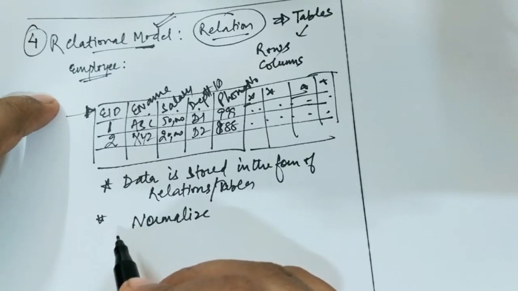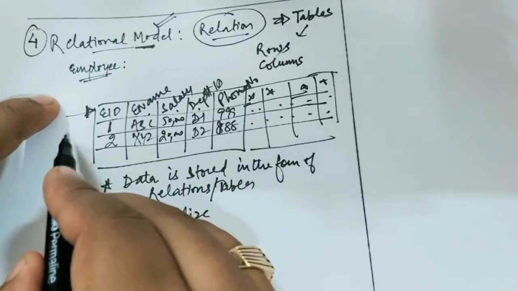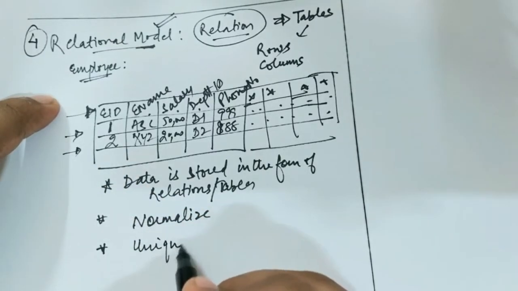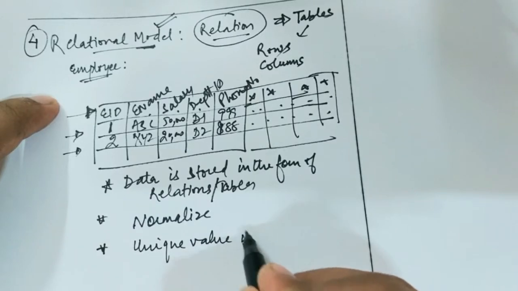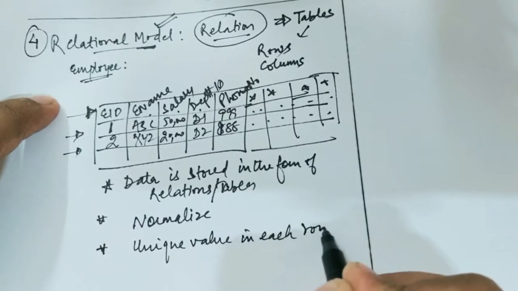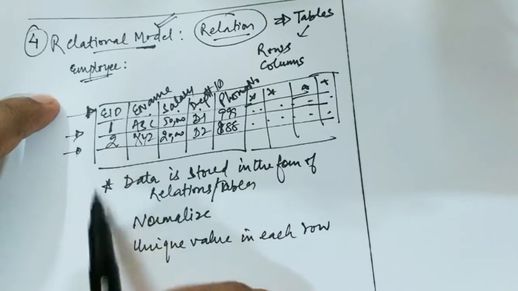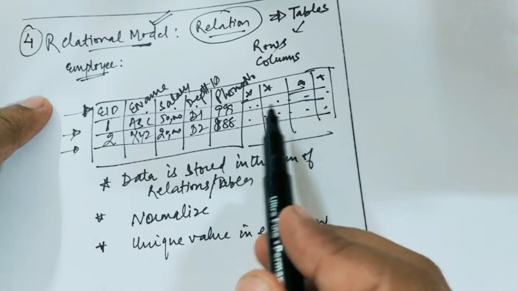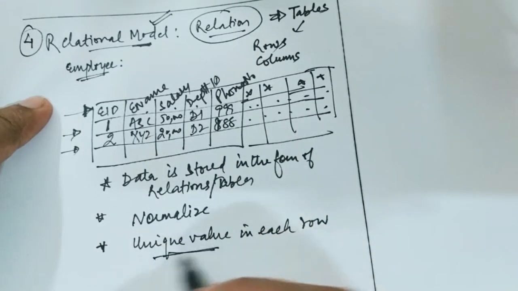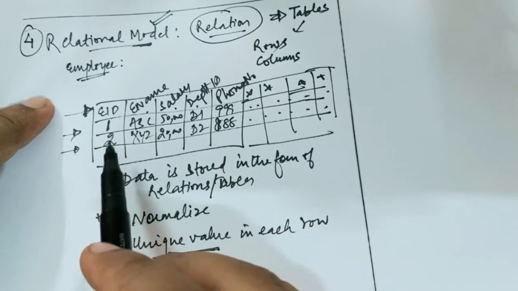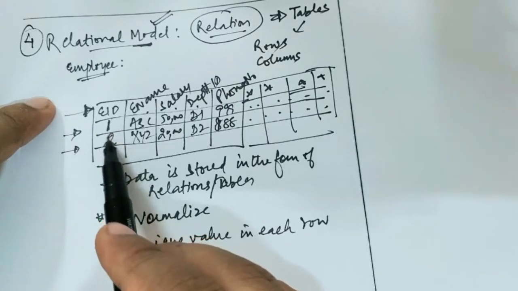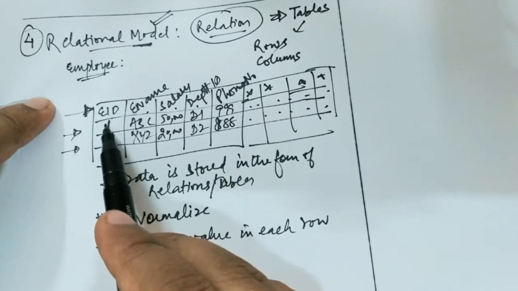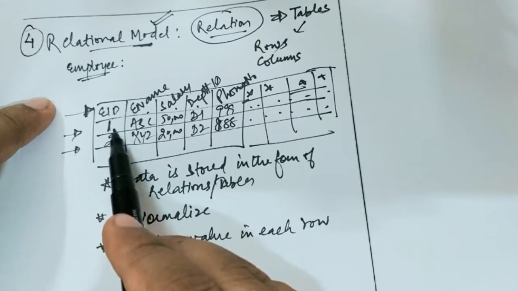Now in each row we try to keep a unique value. We always try to keep a unique value in each row, such that that particular row can be identified based upon the unique value which we are referring to. For example, in this particular table, the employee ID field has 1 and 2. These are distinct from other employees.